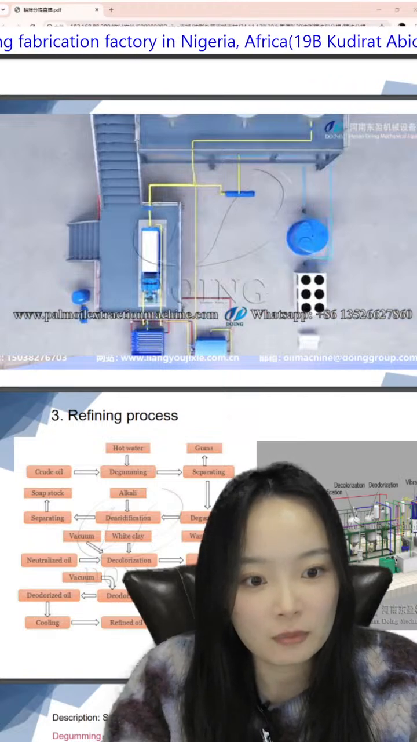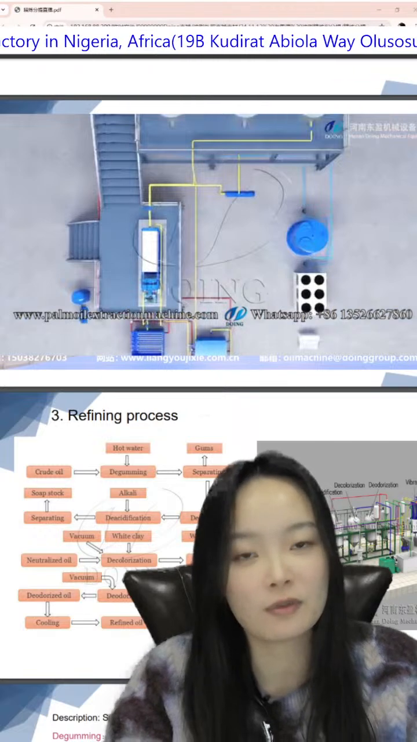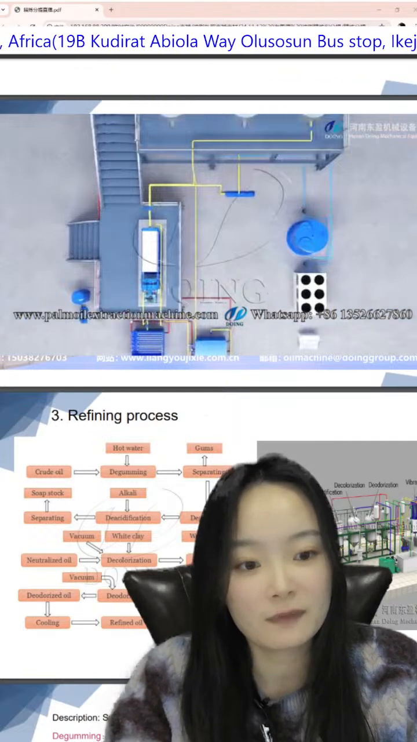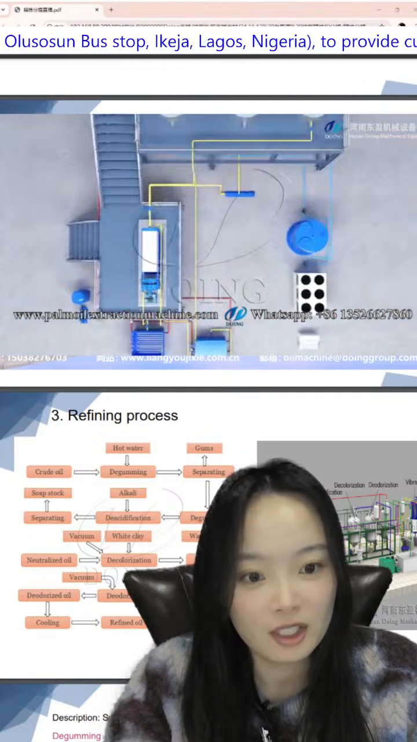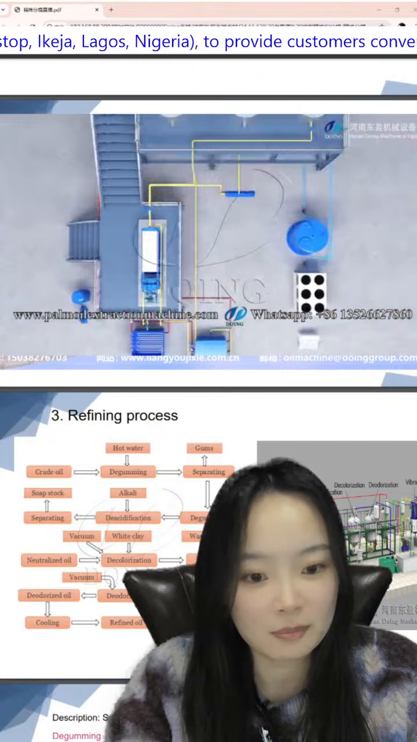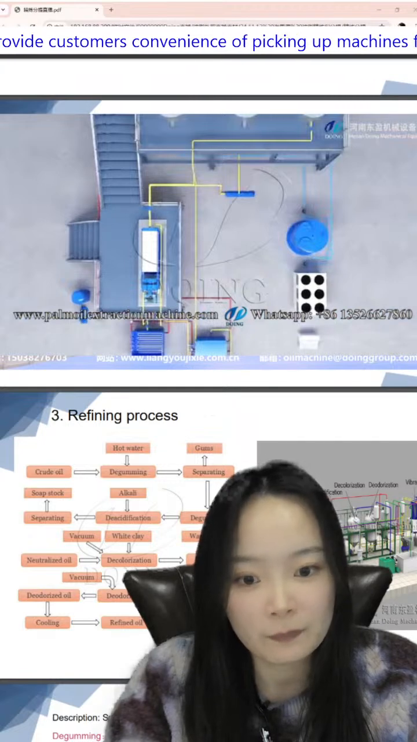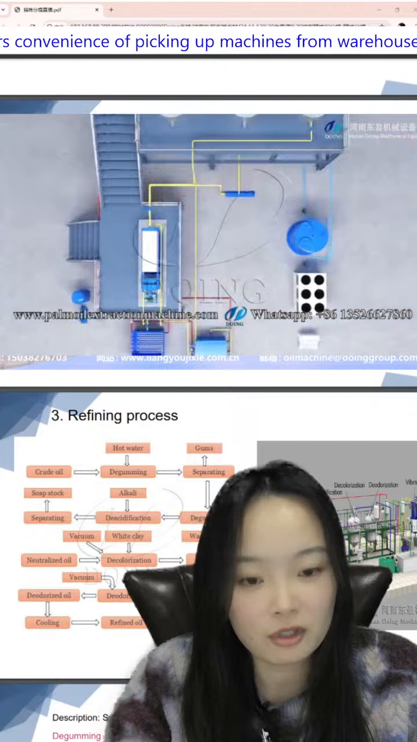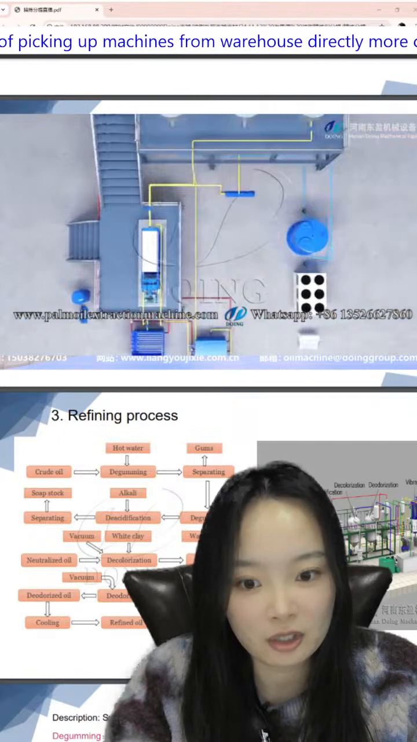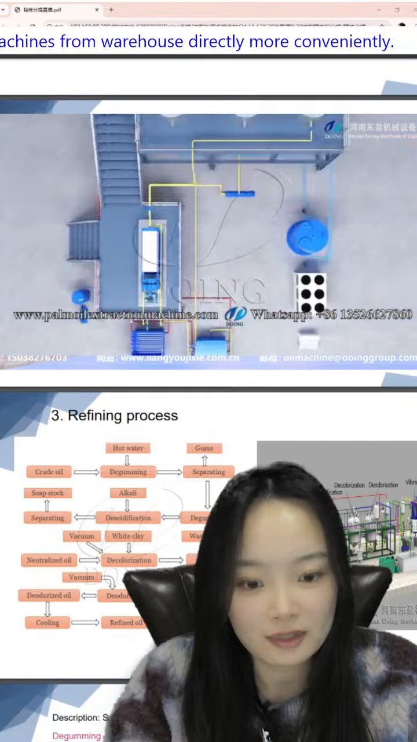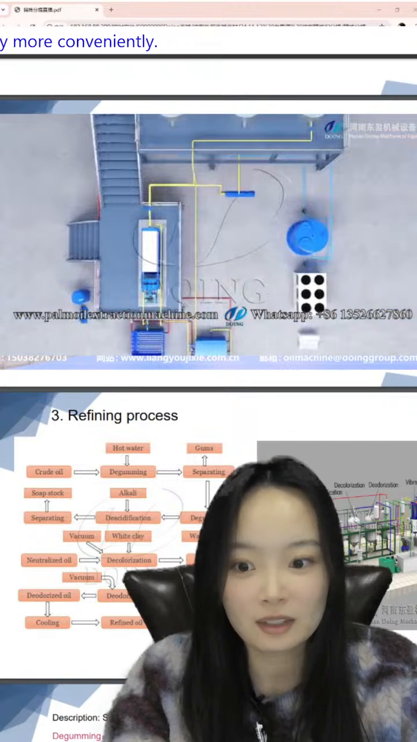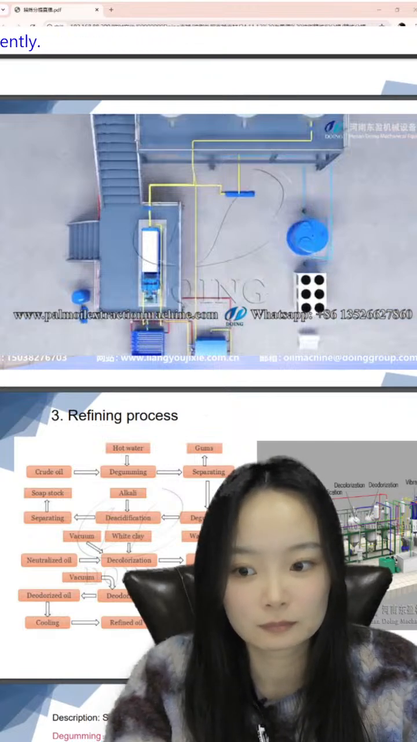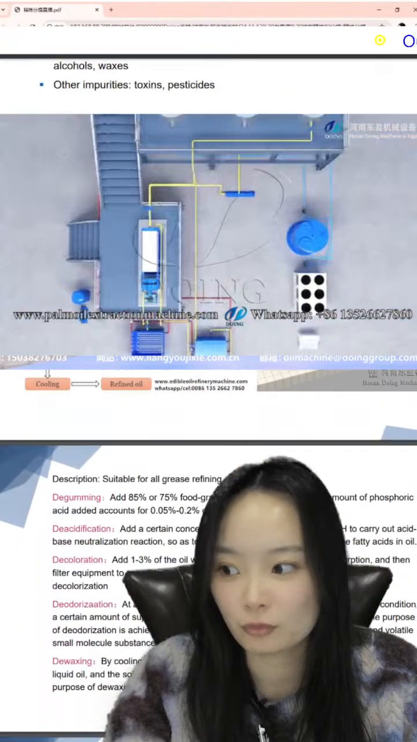After decolorization, we will filter. Usually, we use the plate filter or the leaf filter to remove the waste clay, and then we get the bleached oil. Then the last part is deodorization. In the deodorization, we will apply vacuum to get the deodorized oil, and then we get the refined oil. This is the whole process of refining. Okay, let's move to the next part.